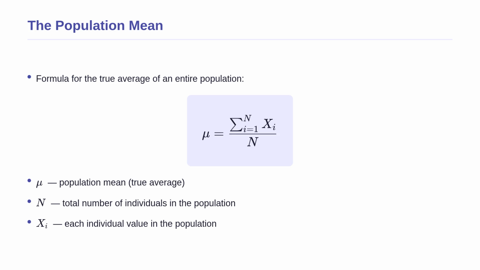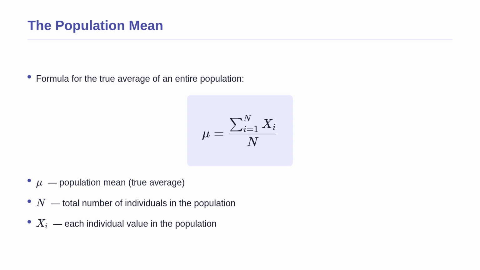Let us look at the mathematical form of this concept. Here, we have the formula for the population mean. Conceptually, this is the true, exact average of the entire group. Let us break down the symbols.